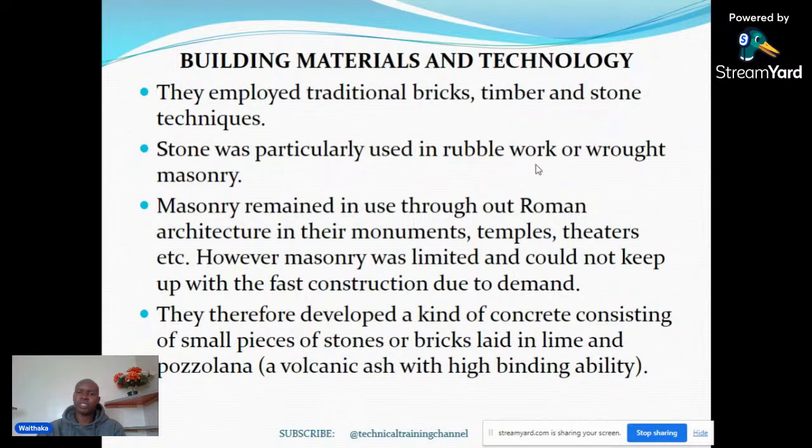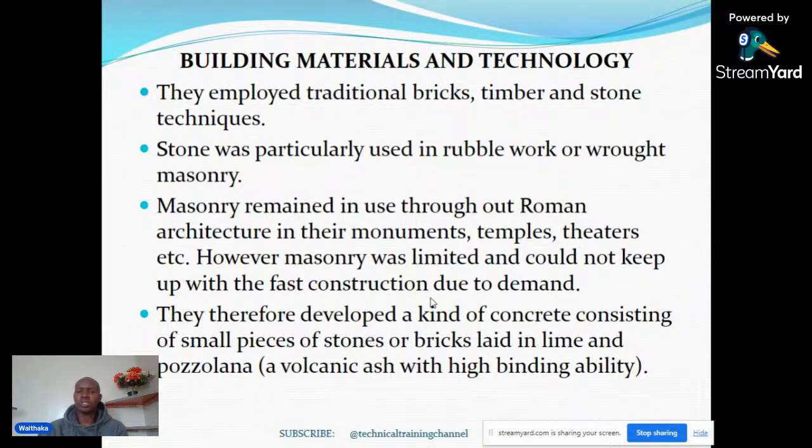Stone was particularly used in rubble work or wrought masonry. So when you talk of rubble work or wrought masonry, the stone was not dressed, so they just use it the way it was, and they just construct using wrought masonry. We're also saying that masonry remained in use throughout Roman architecture in their monuments, temples, theaters, etc. However, masonry was limited and could not keep up with the fast construction due to demand. So due to demand for new buildings and extensive buildings, the stone was not able to keep up with the demand.